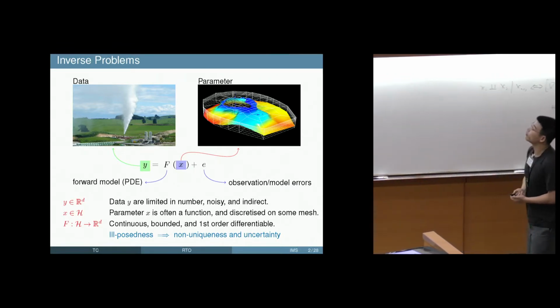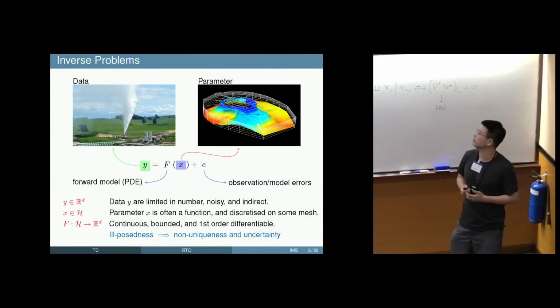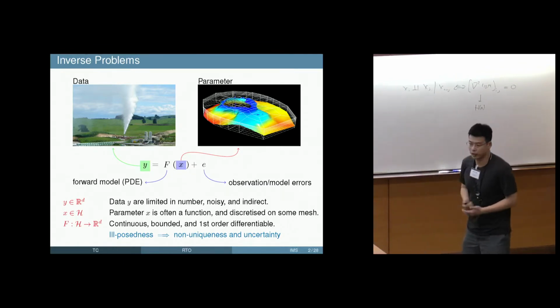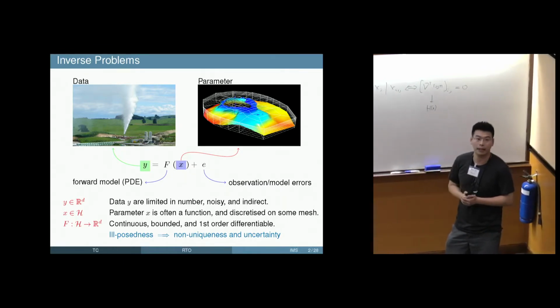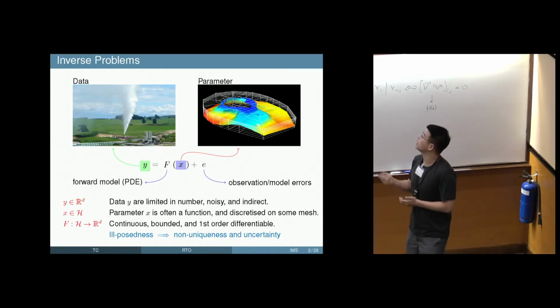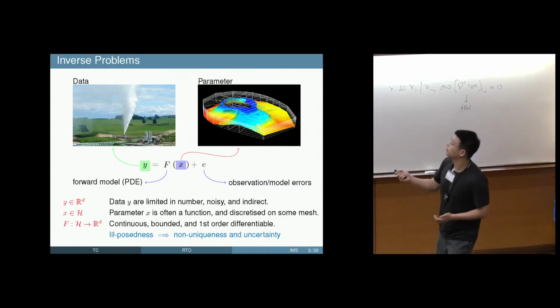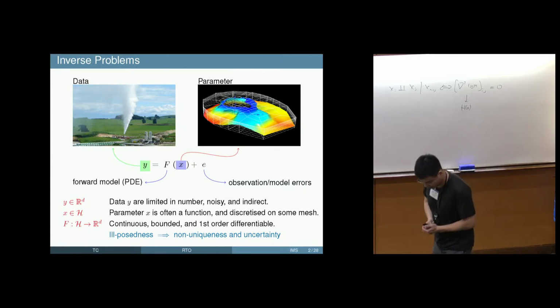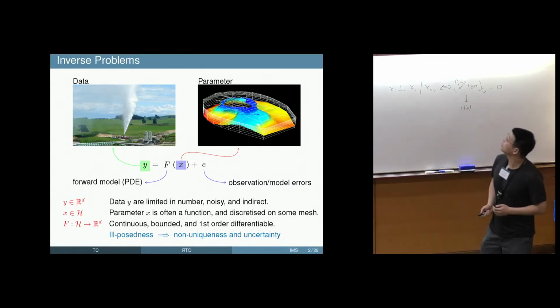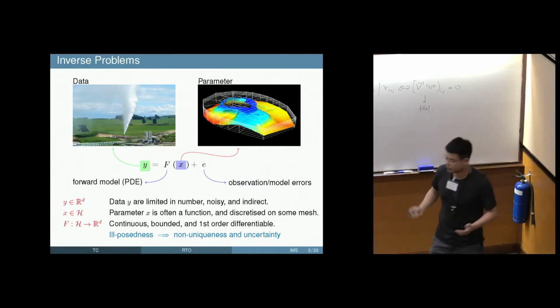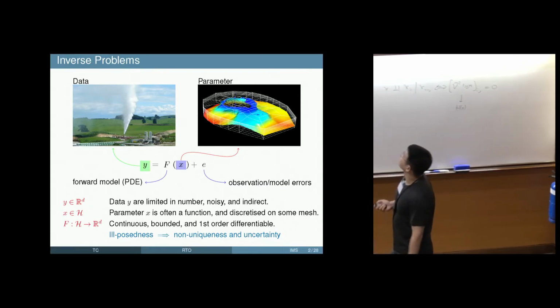There are a few features in this setup. One is that, in general, data is very limited. Either the data is collected at sparse locations, or the data is very noisy, and in particular the data is indirect with respect to the parameter x. Also, the primary variable x that we are interested in is very high dimensional. We're thinking of discretizations of spatial or temporal functions, so the dimension can be very high. Throughout the talk, we also assume that this operator f is differentiable.